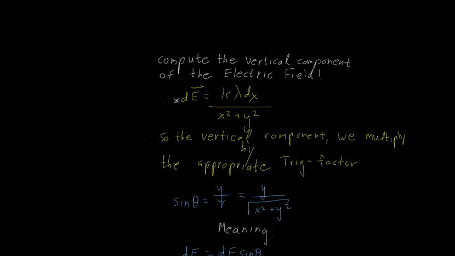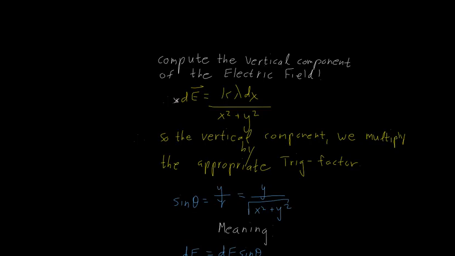Now, hopefully that's making sense. Now, the total field, right? You want to be able to get the total field here, okay? The total field is once we solve for E of y. So that means we have to get rid of the differential electric field. We do that by integrating both sides of the equation.